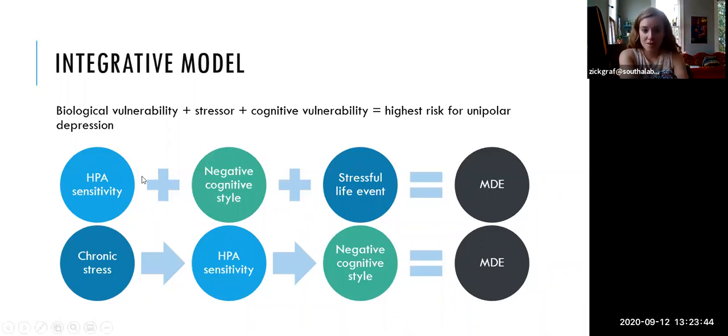So the mechanisms are the same. It involves biological risk, negative cognitive styles, and stressful life events. But the intensity of each one of those risk factors is balanced out by the intensity of the others. So someone with a lot of biological risk might not need as stressful a life event in order to experience a major depressive episode, whereas someone with really minimal biological risk could still experience a depressive episode with enough chronic stress in their lives.